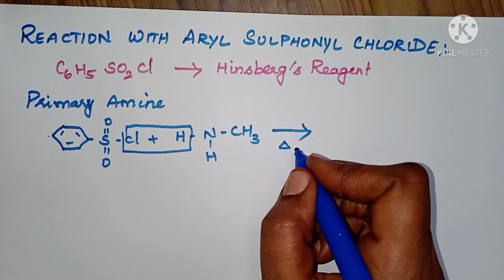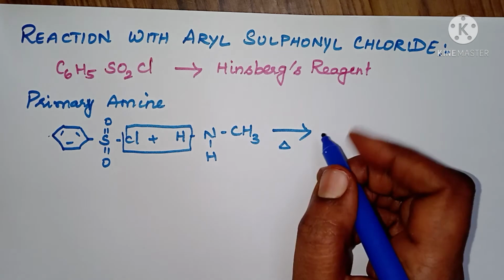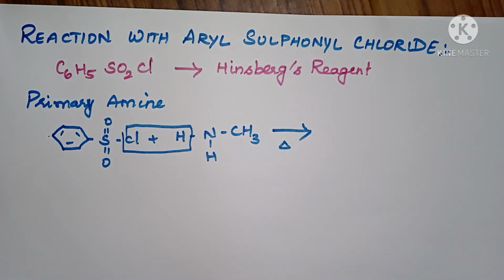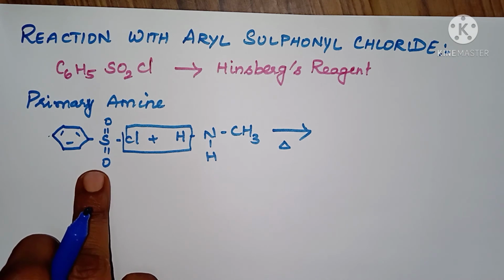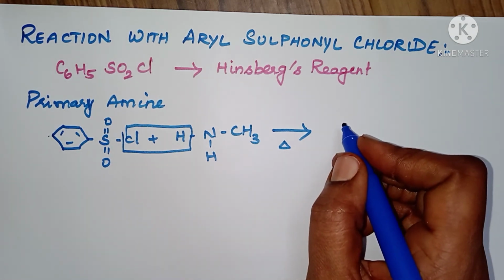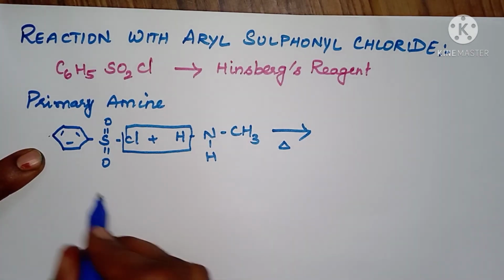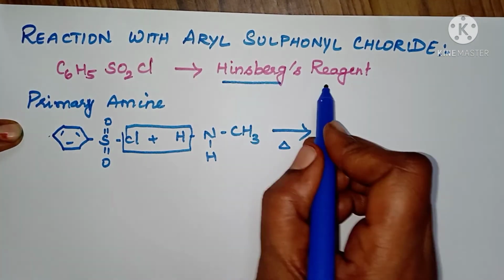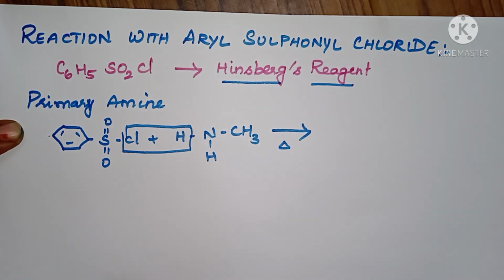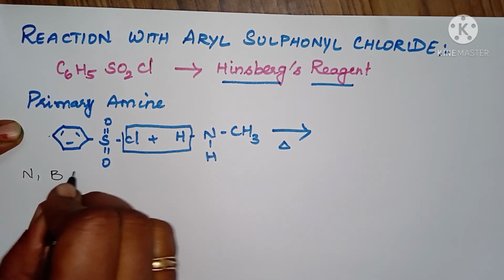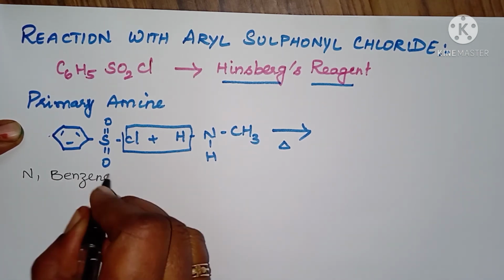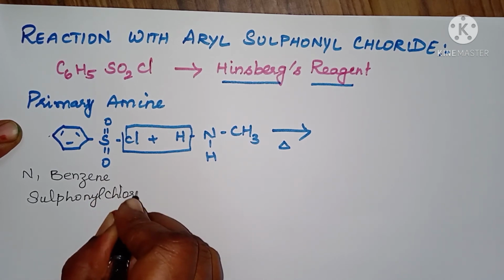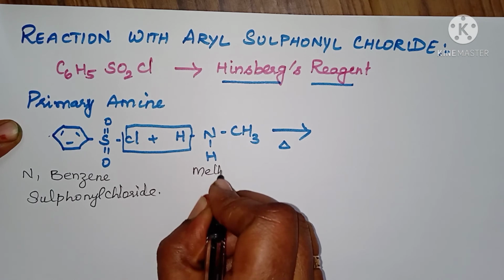So, when you heat it, what remains? A primary amine reacts with benzene sulphonyl chloride to form an N-alkyl sulfonamide. So NH, S double bond O. When CO comes, it means amide. Here it is sulfonamide. Here it is acetamide, this is sulfonamide. This compound C6H5SO2Cl is Hinsberg's reagent, also known as benzene sulphonyl chloride. This is methylamine.